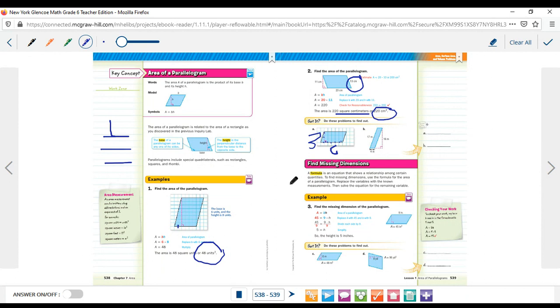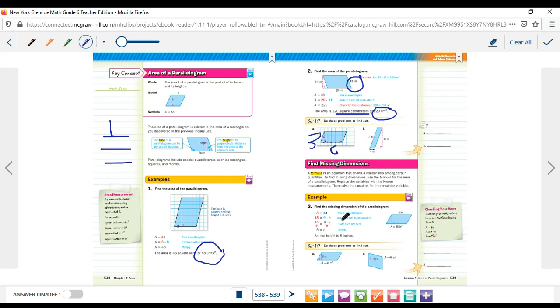Okay? A formula is an equation that shows a relationship among certain quantities. To find missing dimensions, use the formula for the area of a parallelogram. Replace the variables with the known measurements. Then solve the equation for the remaining variables.